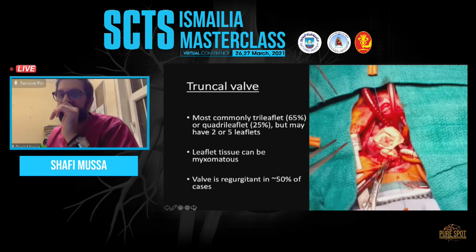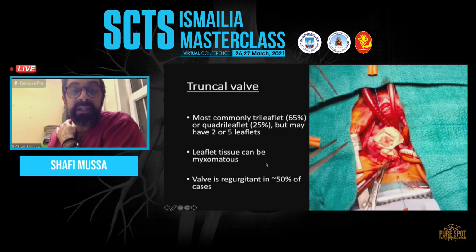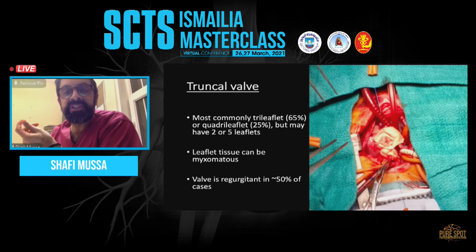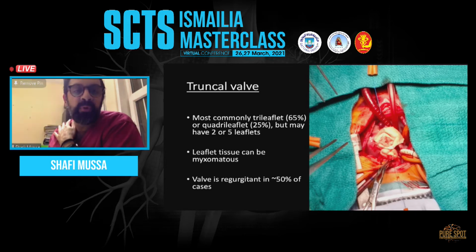So let's focus on the truncal valve for a few minutes. This is most commonly trileaflet in its structure, and possibly quadrileaflet, but may have anywhere between 2 and 5 leaflets. The leaflet tissue can be myxomatous, so rolled edges, thickened, and generally of poor quality, and the valve is regurgitant in approximately 50% of cases.